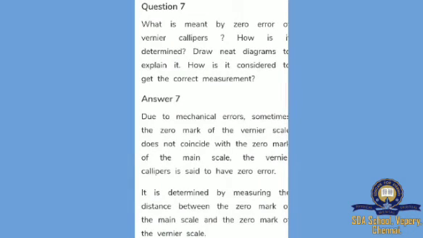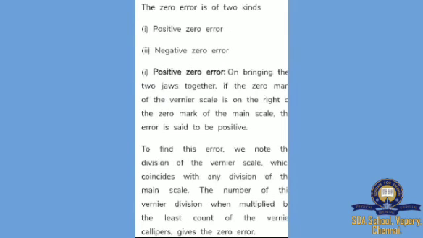Now the next question, what is meant by zero error of vernier caliper? How is it determined? Draw a diagram to explain it. How is it considered to get the correct measurement? Due to mechanical errors, sometimes the zero mark of the vernier scale does not coincide with the zero mark of the main scale. Then the vernier caliper is said to have zero error. A new device does not have any error, but other devices must have error.